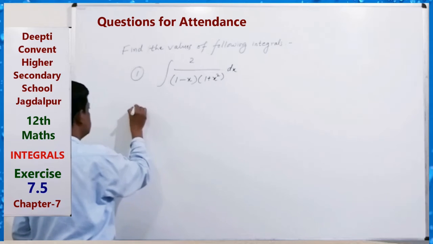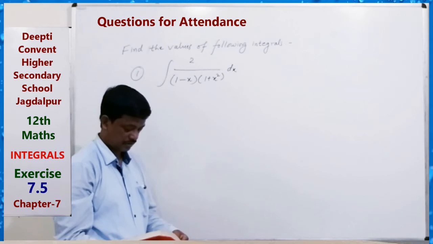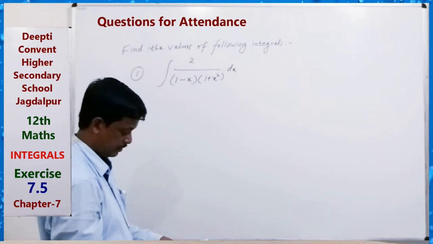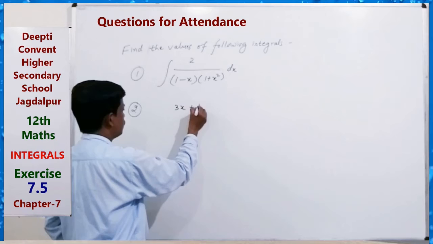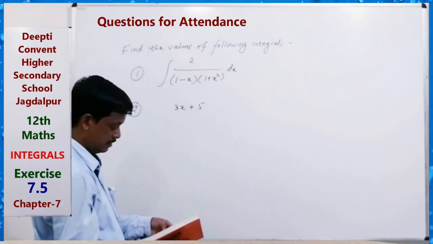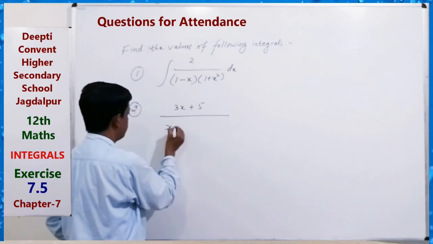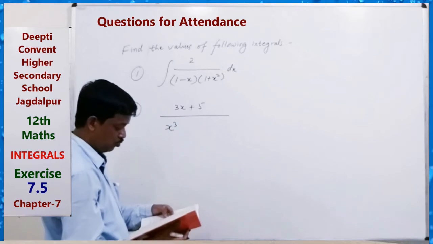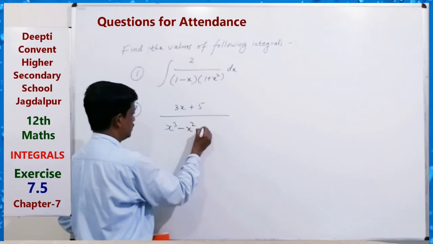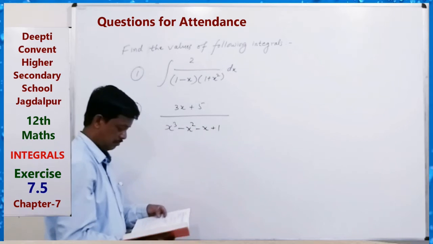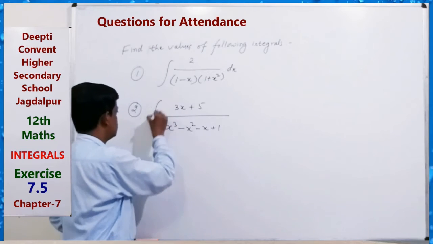Second: 3x plus 5 by x cube minus x square minus x plus 1, this integral.